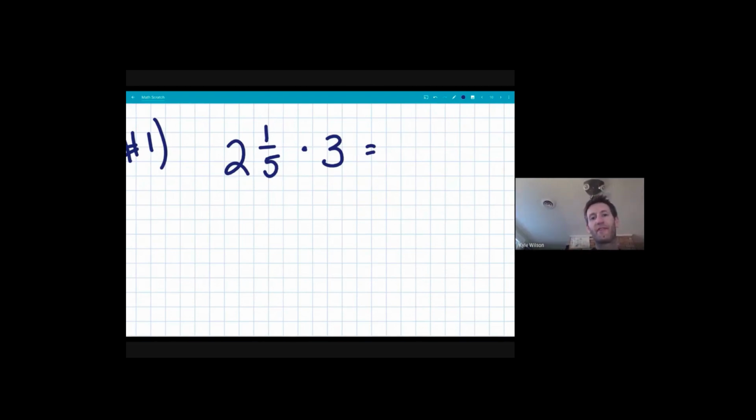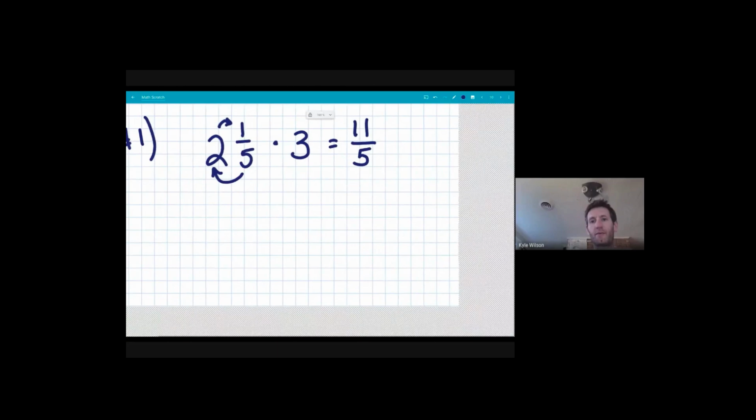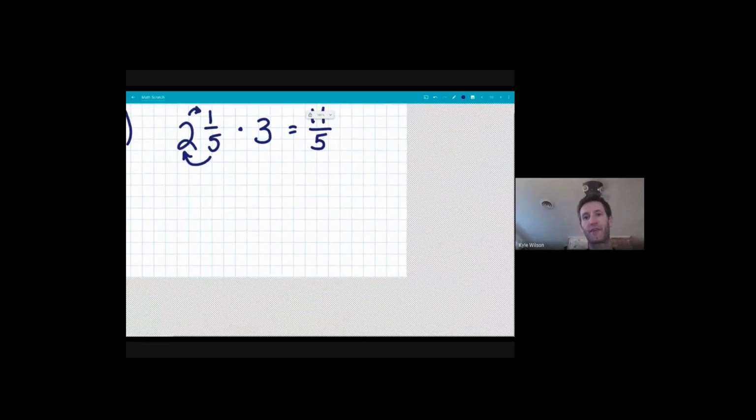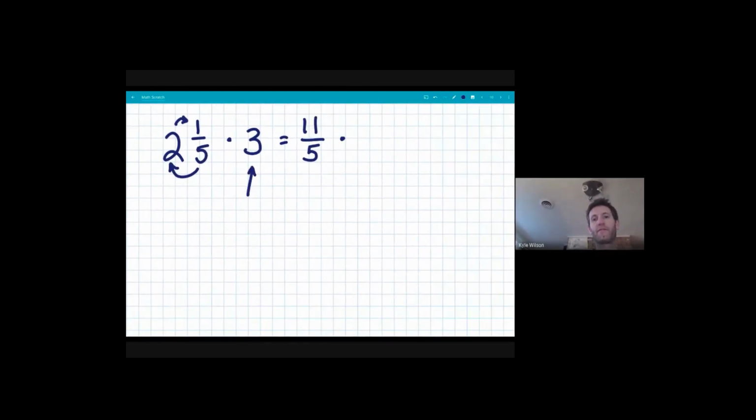And what we remember is that 5 times 2 is 10. 10 plus 1 is 11. And that 11 becomes my numerator. And as we talked about before, the denominator will stay the same. What we're going to do now is address the 3. And that 3 is a whole number. As we talked yesterday, that 3 becomes 3 over 1.